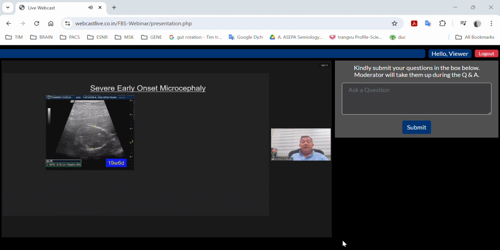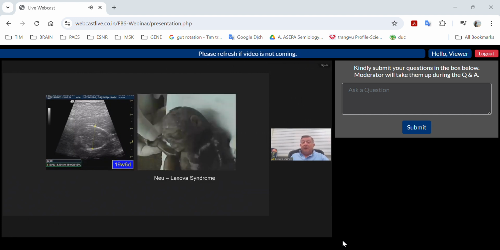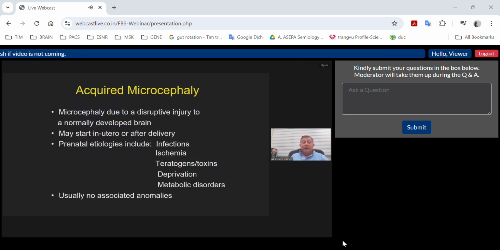And this is a case of very severe, perhaps the earliest case of microcephaly we diagnosed, at 20 weeks, very small. It was at the time that we didn't measure the head circumference, only the BPD. You see the BPD was very small, and the fetus was terminated with a diagnosis of Neu-Laxova syndrome with encephalocele.